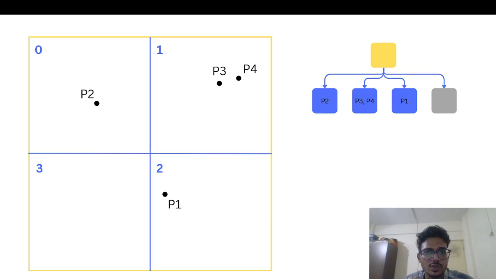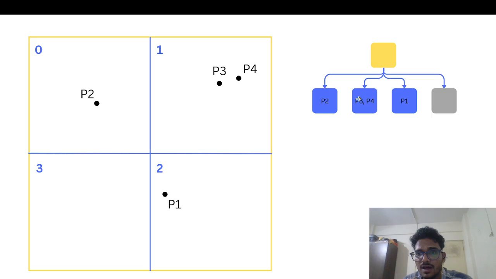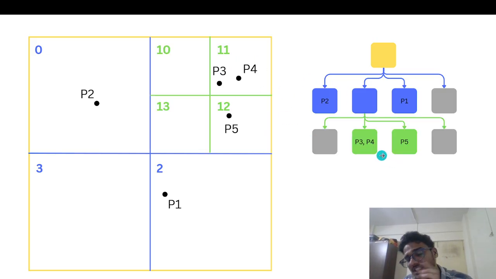Similarly, you insert more points. P4 is inserted. Now, again, this quadtree has reached its limit. So if I insert one more point in this quadtree, it splits, and the points that were here in this quadtree, that is 1, have been transferred down into its child quadtrees.